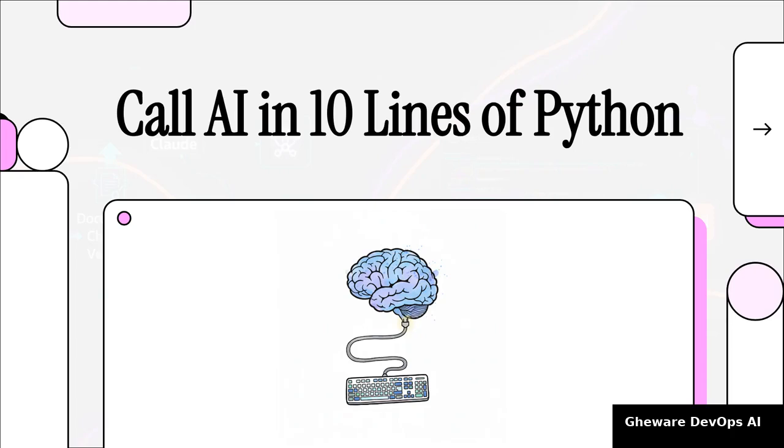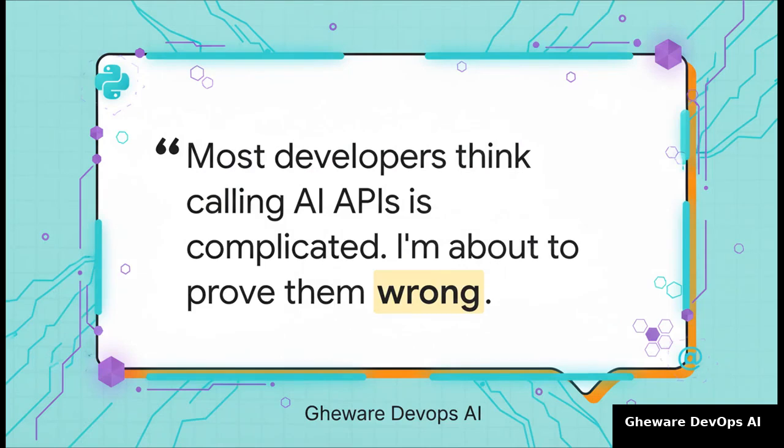Welcome to The Explainer. Today, we're not just going to talk about AI, we are going to build with it right now. Forget all those complicated tutorials you've seen. We're getting you hands-on with code that just flat out works. You know, most developers think this stuff is incredibly complex. Let's just cut right to the chase. I'm going to start with the end result and prove them wrong.